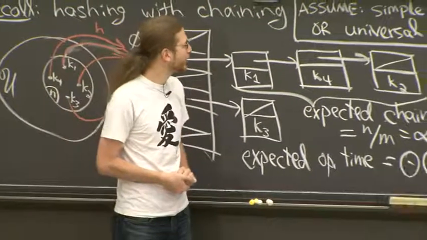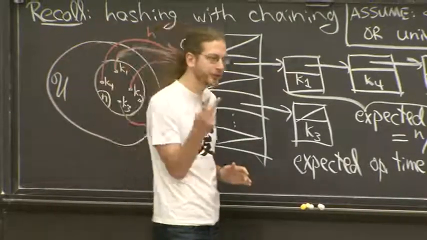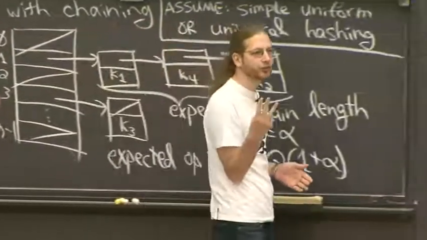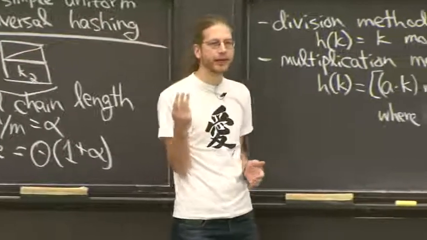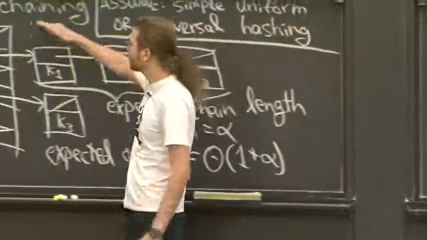Constant as long as we're doing insert, delete, and exact search. Is this key in there? If so, return the item. Otherwise, say no. And we did that with hashing with chaining.